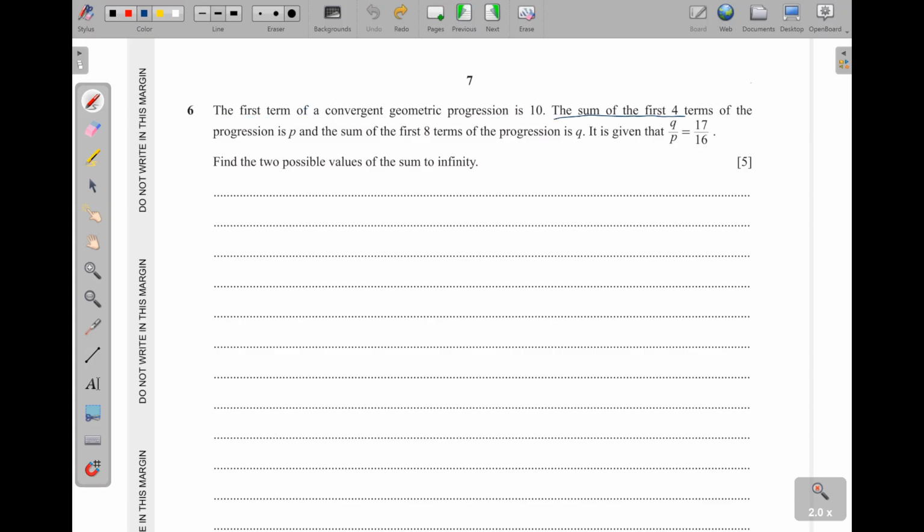The sum of the first 4 terms of the progression is P, and the sum of the first 8 terms of the progression is Q. It is given that Q over P is equal to 17 over 16. Find the 2 possible values of the sum to infinity.